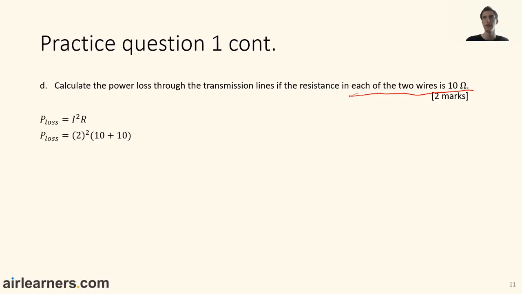So we've got to add those wires up. So the total resistance is 20 ohms, and therefore we get a power loss of 80 watts. That's how you go through that. 2 marks, you'd get 1 for the second step, so putting in the 10 plus 10 bit mostly, and then another mark for your answer. If you did get previous questions wrong, consequential marking is pretty easy to apply, so don't really worry about that too much.